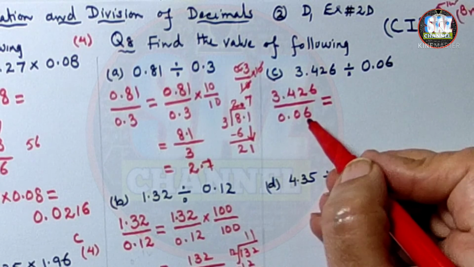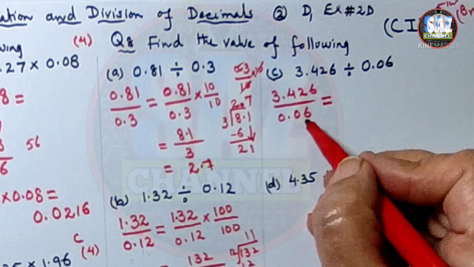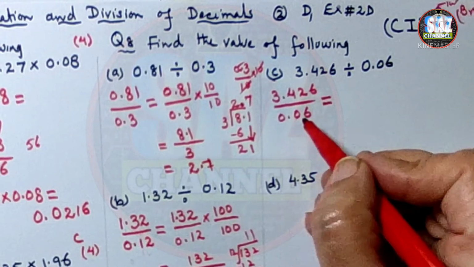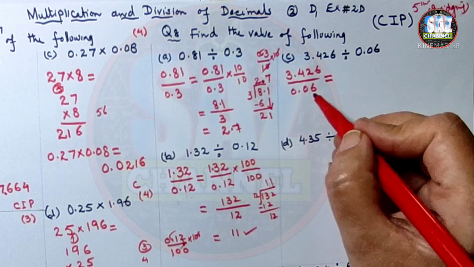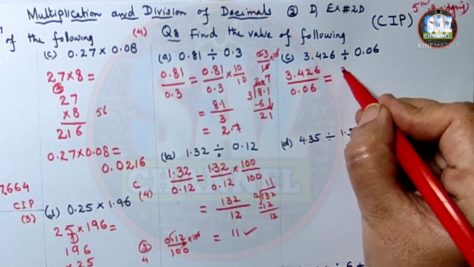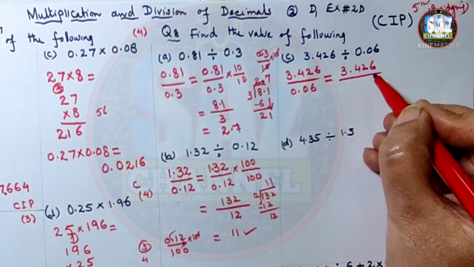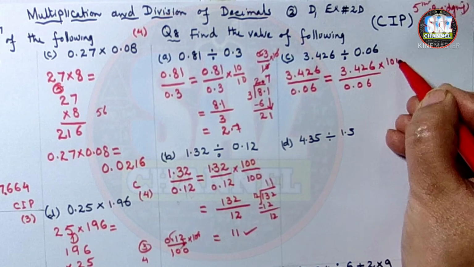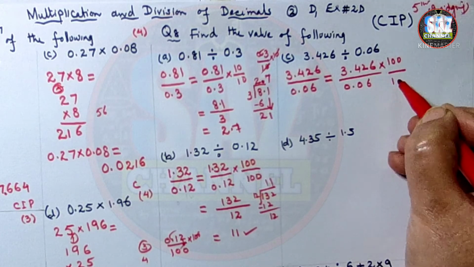So in order to make this number an integer, as the number has two digits after the decimal place, I have to multiply this number by 100, and when I'm multiplying the denominator by 100, I have to multiply my numerator as well. So this will become 3.426 over 0.06 multiplied by 100 and divided by 100 as well.